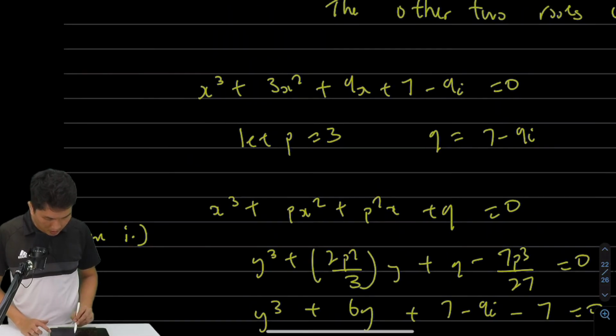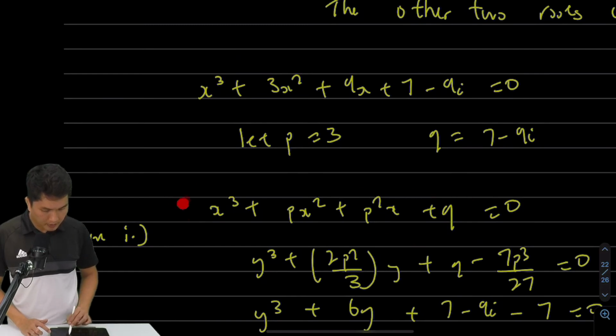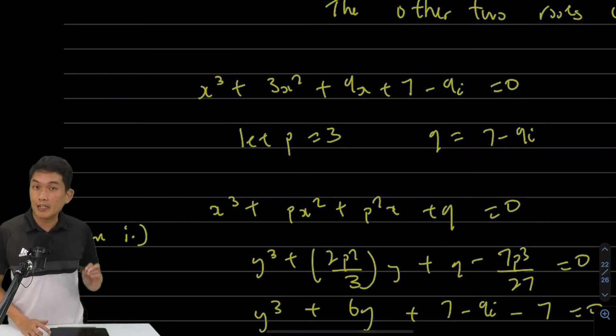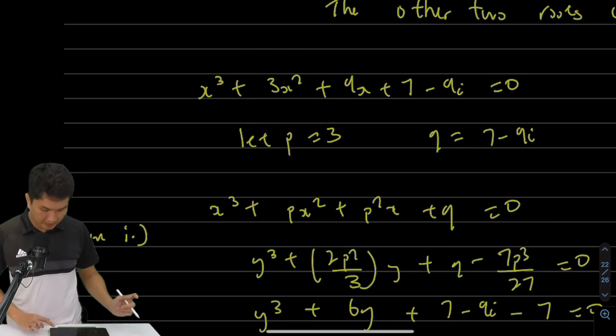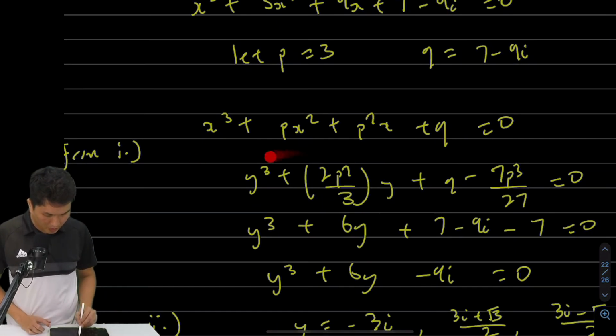So this is what we're given in part 3. If I let P equal 3, Q equal 7 minus 9i, I've managed to transform the question in part 3 into the question in part 1. And then from the question in part 1, I know I can change it to another cubic polynomial that has no square terms. I'm going to change it to the one with no square terms. And then from here, I'm going to substitute in the values of P, which is 3.